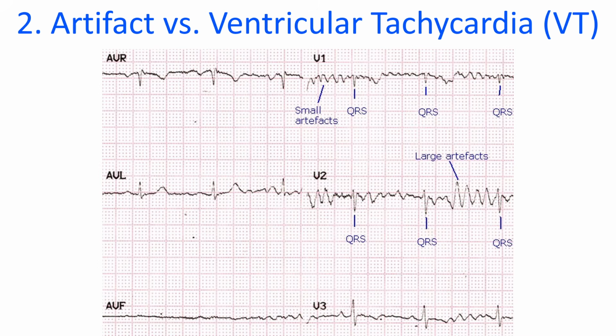Artifact versus ventricular tachycardia. This is perhaps the most dangerous confusion in a hospital setting. Toothbrush tachycardia or patient movement can create waveforms that mimic life-threatening arrhythmias. The confusion: repetitive movement, shivering, brushing teeth, or a loose lead can create large, wide rhythmic deflections that look remarkably like ventricular tachycardia or ventricular fibrillation.